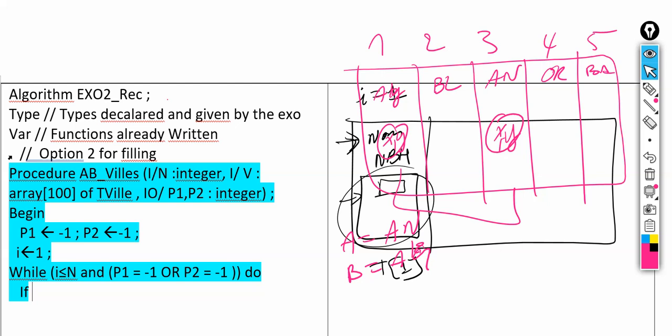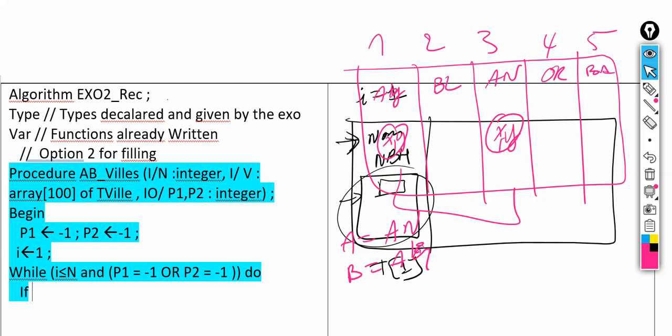How will I check? How? I need something else. What do I need here in this procedure? Who can tell me? Yes, I need the name of the towns. Because if I am looking for something, I need to have that something. This is logic. So how can I get these?